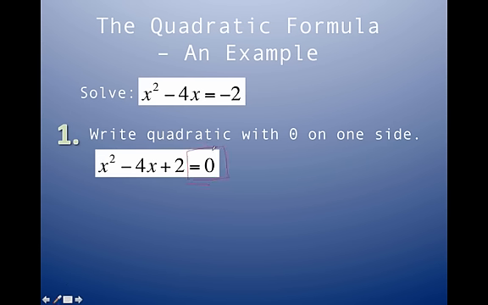And so for me to get 0 on one side of the equation, I have to move the 2 to the other side. All right, and so that is my first step, to add 2 to both sides. And so I can actually figure out what is my A, what is my B, and what is my C. My A is going to be 1, my B is negative 4, and my C is positive 2.